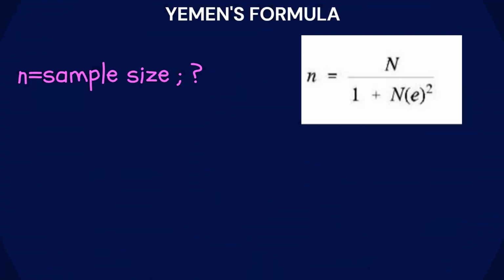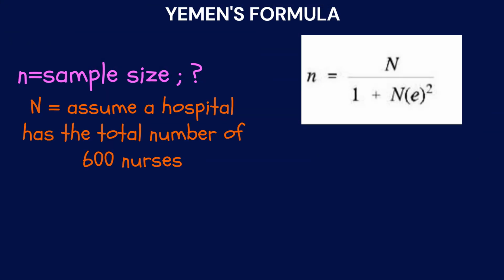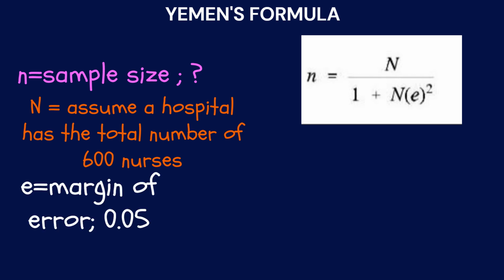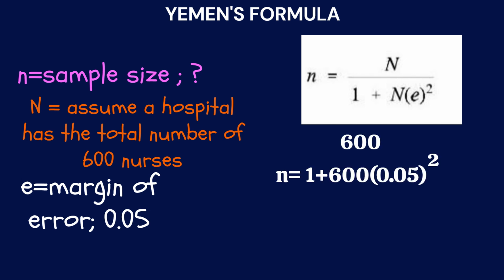So now let's look at the Yamane formula. Now in Yamane formula, your small letter n stands for your sample size again, and also your capital letter N stands for your total population. So if a hospital has a total number of 600 nurses, that's going to be your N, and also your e still stands for margin of error. So we are still going to go with 0.05, which means we just want a minimal amount of error, like 5% of error is okay. So you just plug your values into the formula, and then you have your final sample size. It's as simple as that.